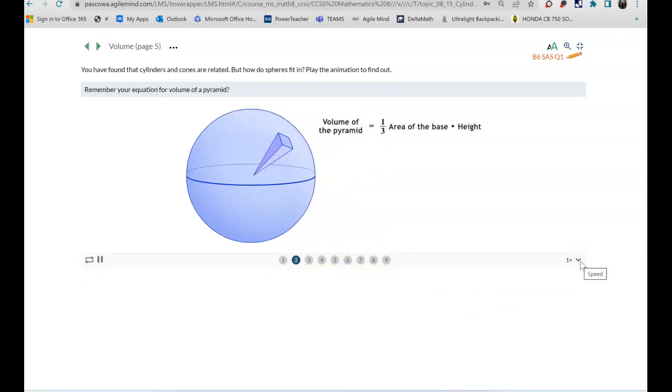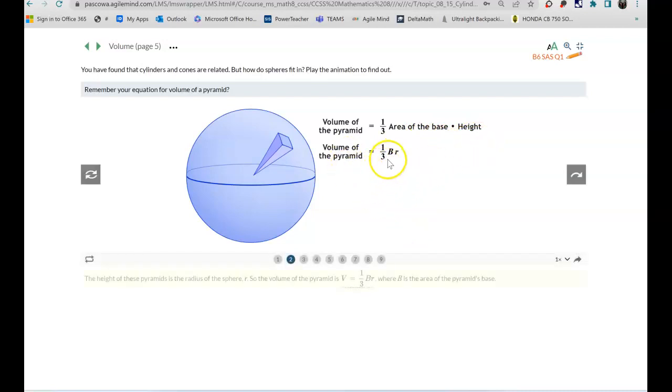Remember your equation for a volume of a pyramid? Maybe you do, maybe you don't. Remember, it was 1/3 the area of the base times the height, or 1/3 big B times R. And where did that R come from? The height of the pyramids is the radius of the sphere. Remember all those pyramids? All the points are on the inside there. So, the volume of the pyramid is V equals 1/3 the area of the base times R, because R is the radius, which is also the height of the pyramids, and B is the area of the pyramid's base.